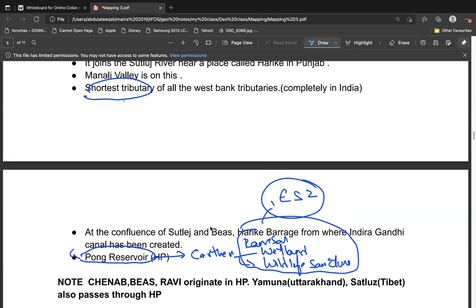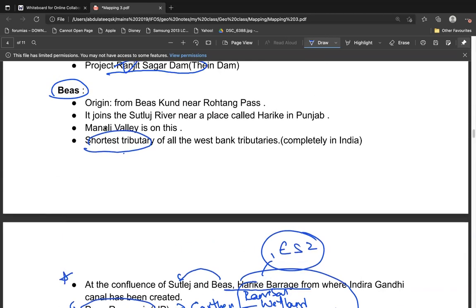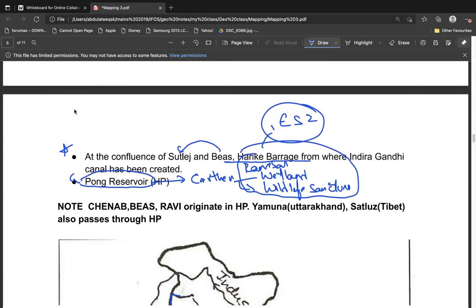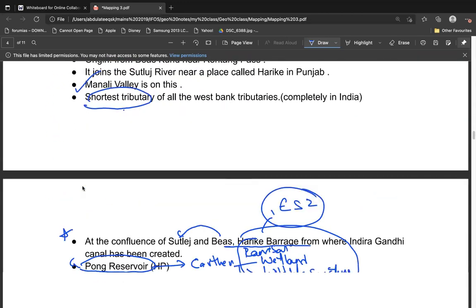Now see another important point. At the point where this Bias River is joining the Satluj River, you have another important barrage that is called the Harike barrage, from where the Indira Gandhi Canal originates. So this becomes a very important point, please remember. And also Manali Valley is also on the Bias River. Hope these points are clear.